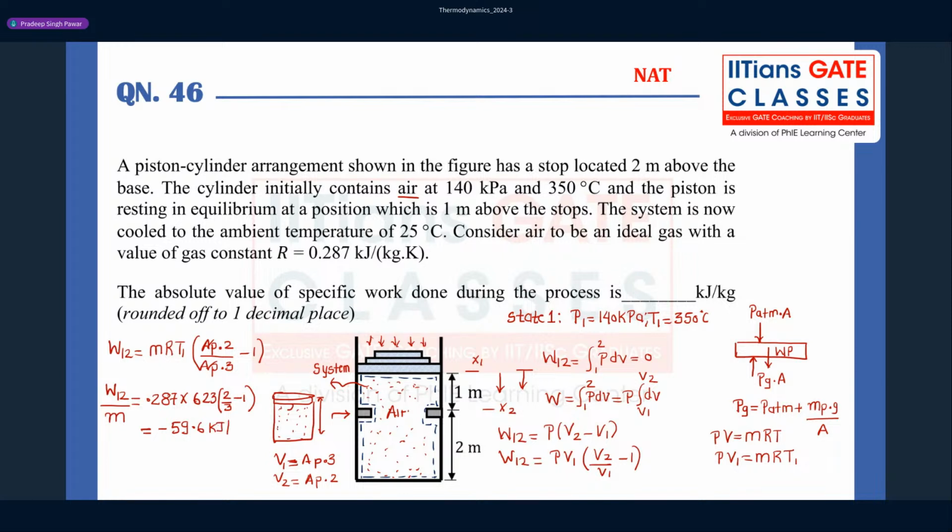Why minus? Because it is a compression process. In the compression process, the work is done on the system. But he is asking us for the absolute value, so the absolute value will be 59.6 kilojoule per kg. So I hope you have understood. It is a simple application of the constant pressure p dV work relation, and then using the ideal gas relation. Okay, let's move to the next problem.